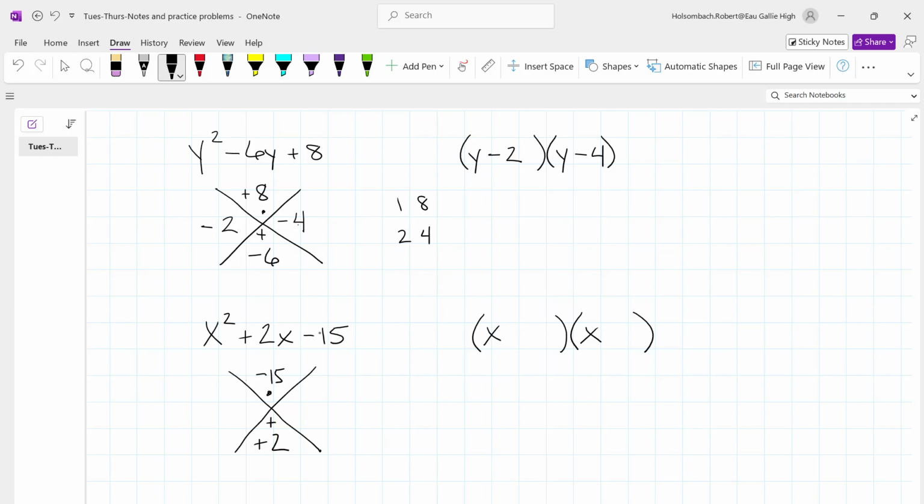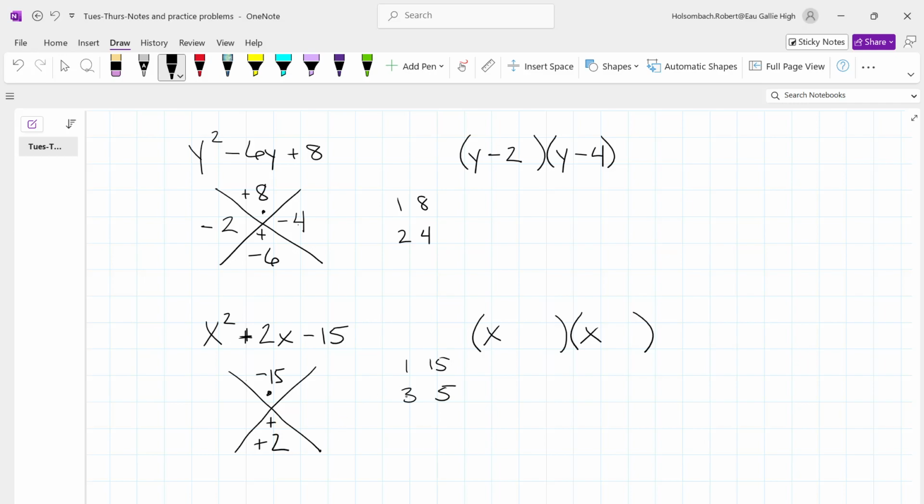So if you're multiplying to get a negative, you have to have a positive times a negative. Now, if you remember this rule from Algebra 1, if you multiply a positive and a negative together to get a negative, but your middle term is positive, then your larger factor needs to be positive. All right? So we're going to list the factors of 15. We've got 1 and 15, 3 and 5. That's it.